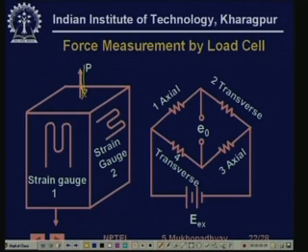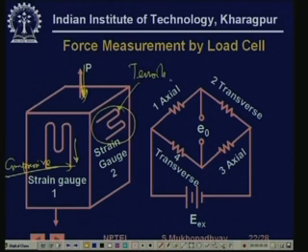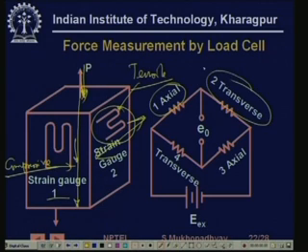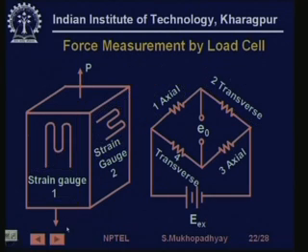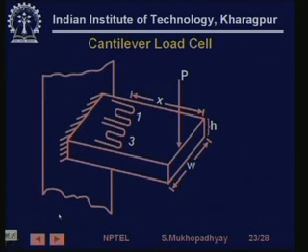Suppose you put a weight on it, then this one will undergo compressive strain, and this one will undergo tensile strain. This is axial, along the axis, and this is transverse, perpendicular to the axis. So, you can have four such gauges. This one's resistance will go lower, here the resistance will increase. You put them in opposition in the bridge and get a voltage. Similarly, you can have various other mechanical configurations.